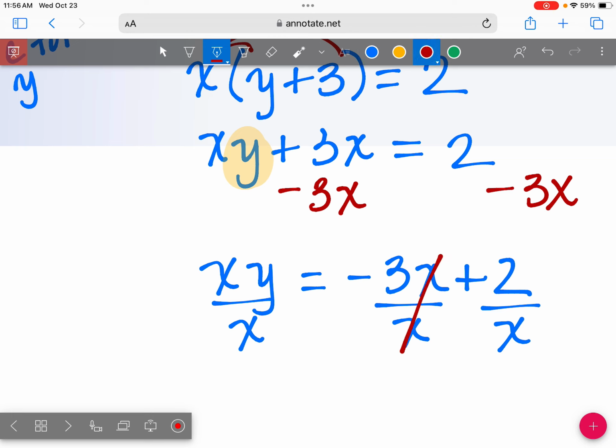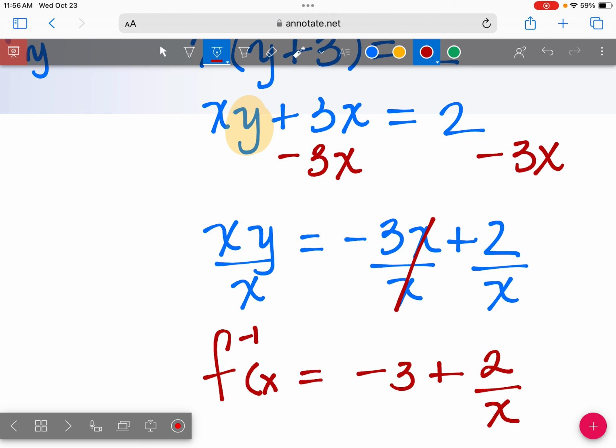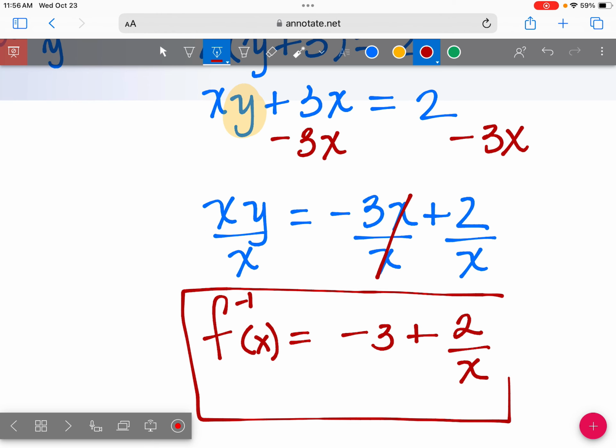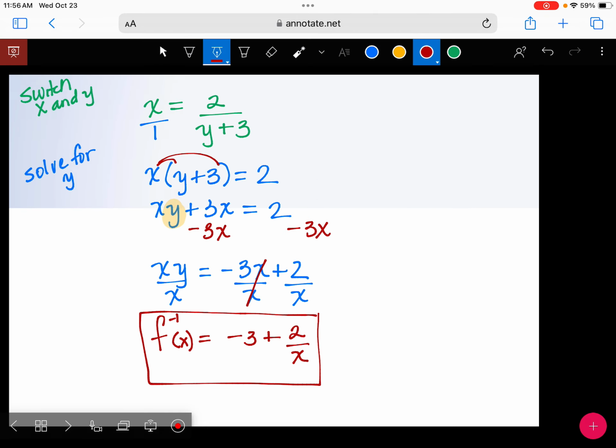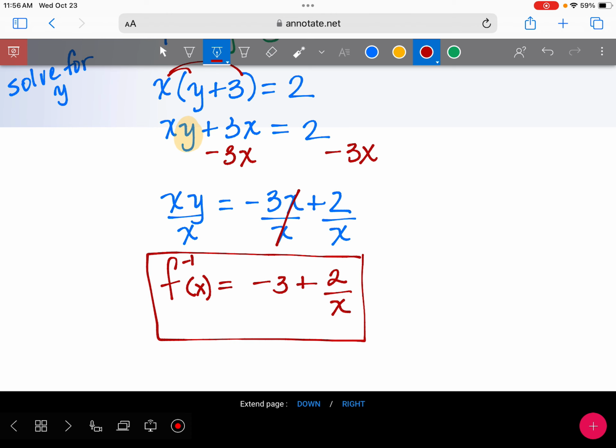So this is going to cancel out on this fraction. That's going to leave you with -3 plus 2 over x. And that equals y, but we're going to put our f of x back in and put it in inverse notation. This would be my inverse function. That is my inverse. And that is it. Any questions about how we work through that?